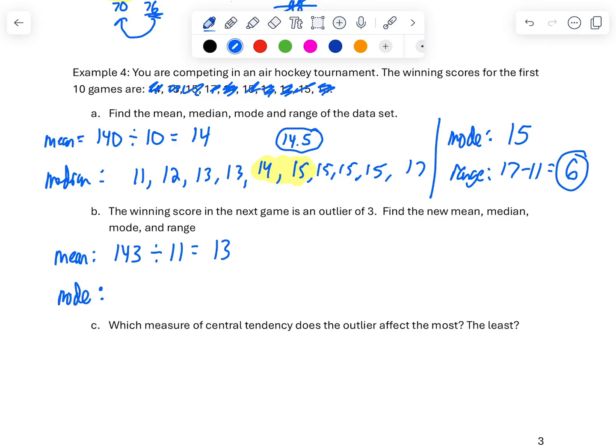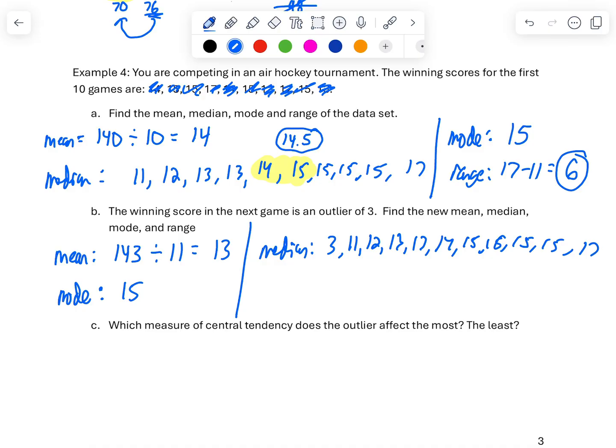Mode-wise, I'll do median after. Mode-wise, I didn't change anything with the mode. 15 is still my mode. Median, I'm adding that 3 to the beginning of my data set and then just rewriting the points in order from least to greatest. And now since I have an odd set of data, I only have 1 middle point there. So my median is now a 14, when before it was 14.5.